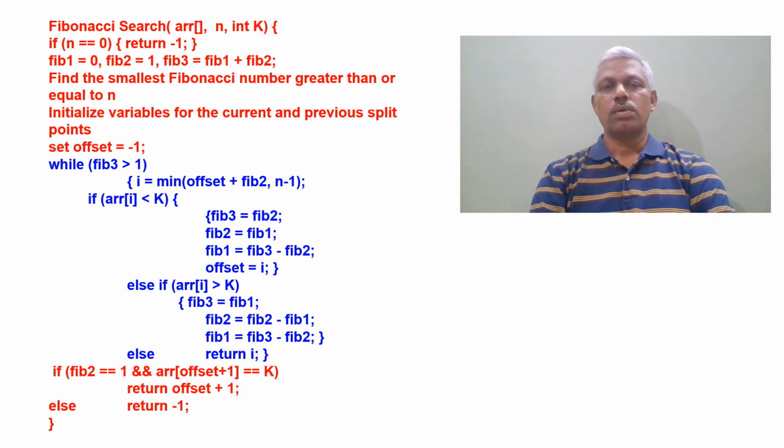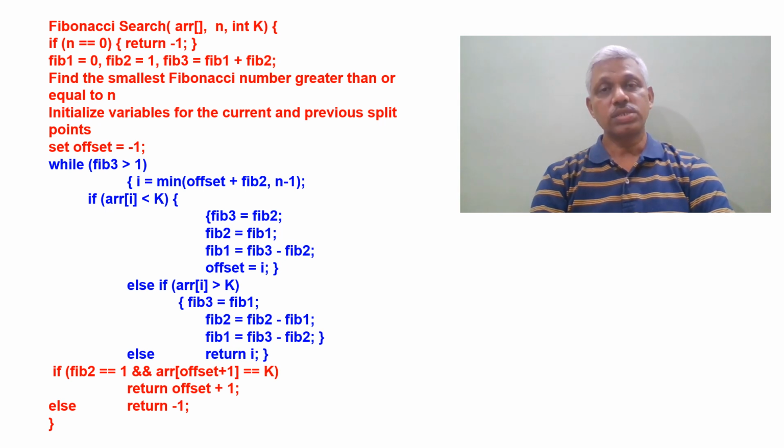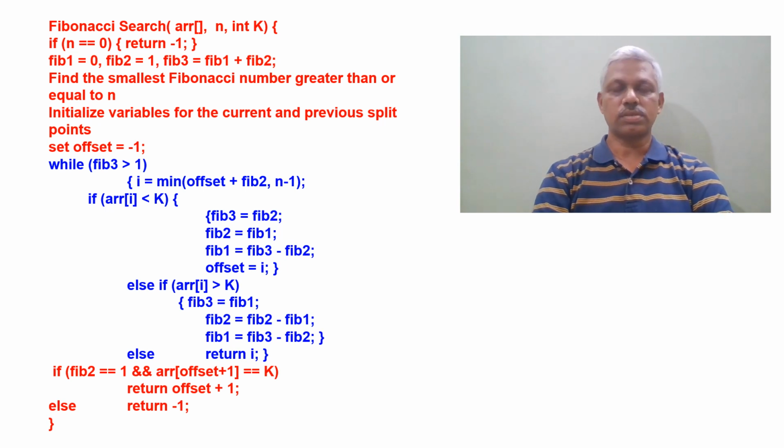Now we use Fibonacci numbers, starting with fib3, which is the smallest Fibonacci number greater than n. We start with this fib3 while fib3 is greater than 1, because we may start fib3 at some location based on the size, but gradually it will come down in the Fibonacci numbers, and we may come down to 1.